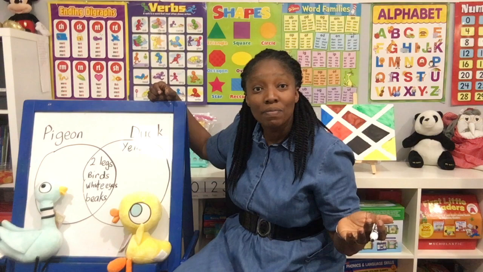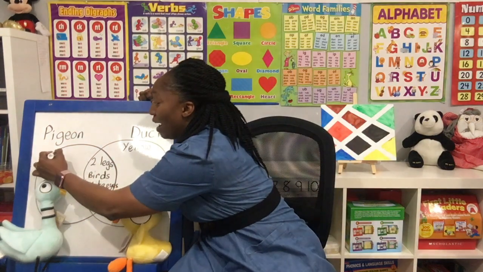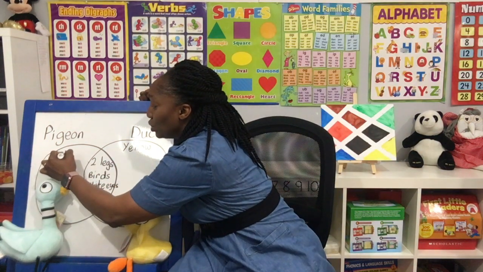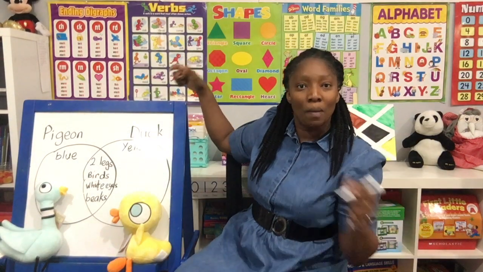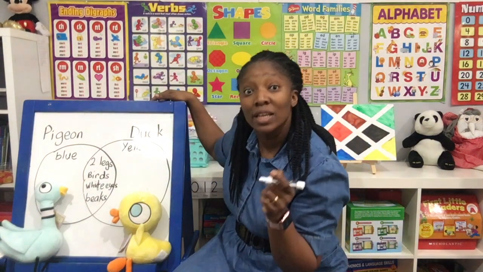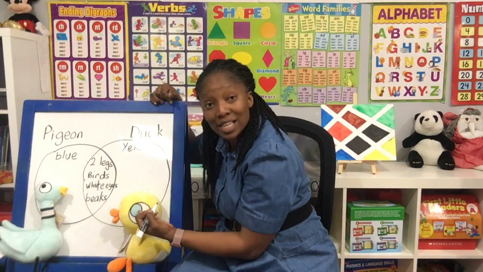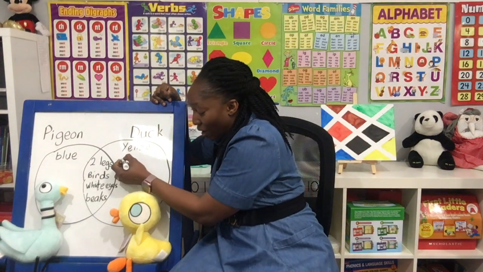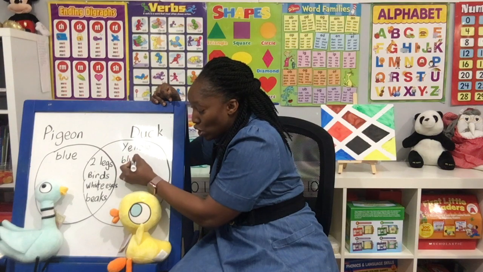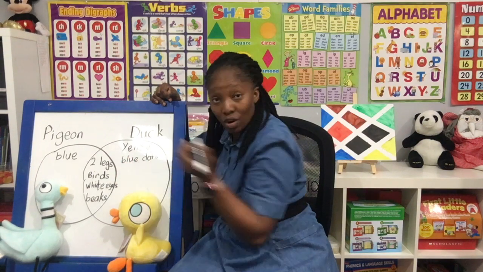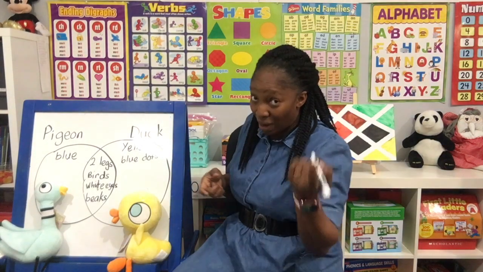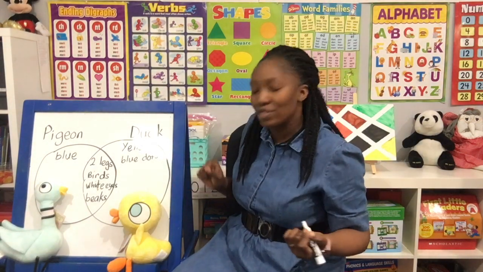Okay, what else? And pigeon is blue. Pigeon is blue. Yes. Tell me something else. Back to the eyes. Yes. Duck has blue dots in her eyes. So we can say blue dot in her eyes. And we can always write that. But we want to save some of our space.